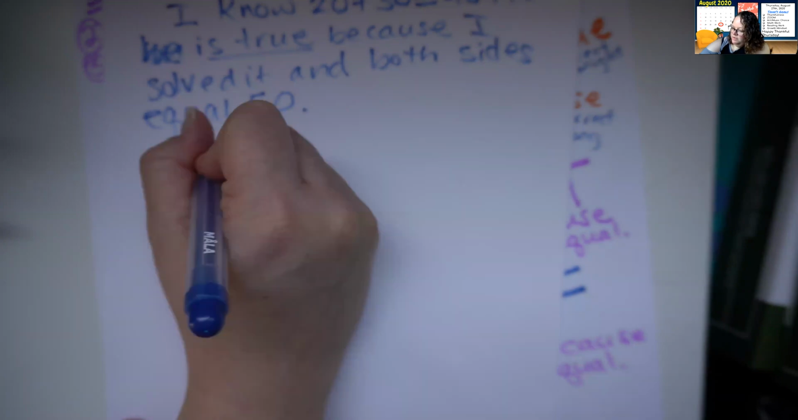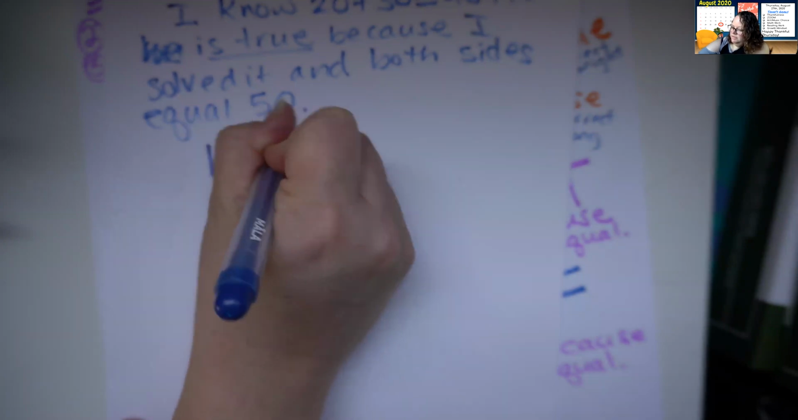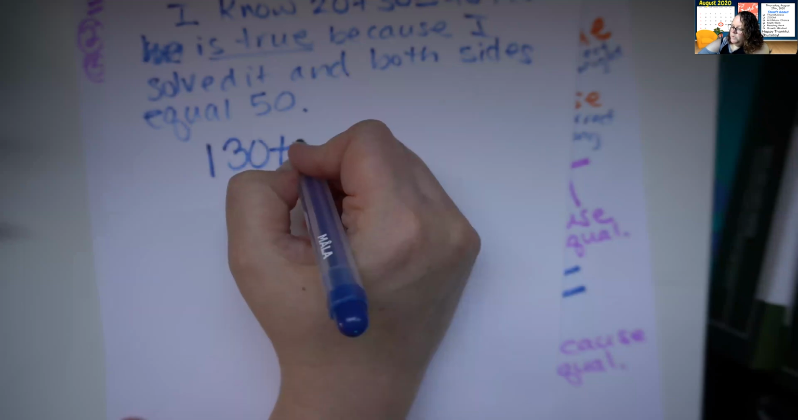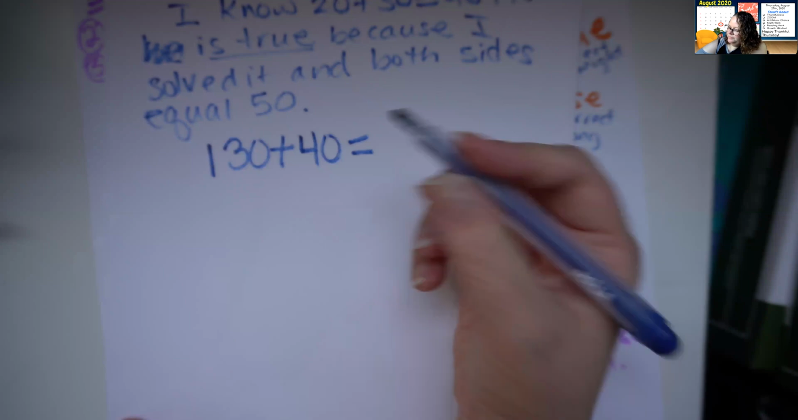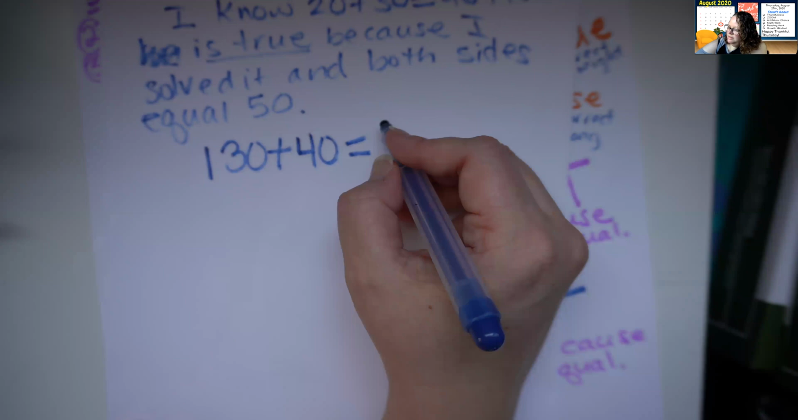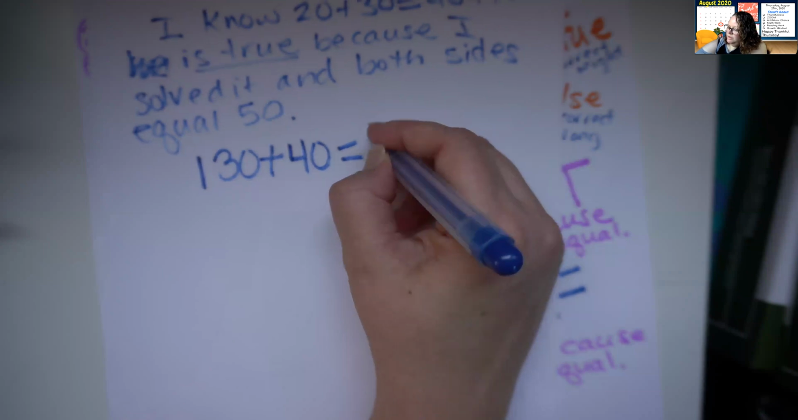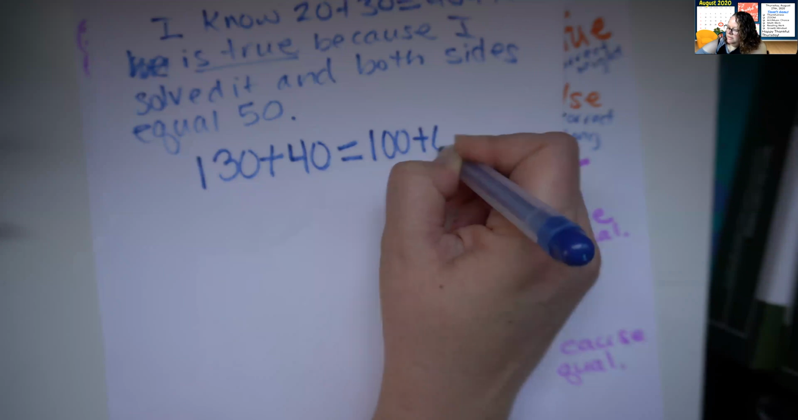Let's see, 130 plus 40 equals, let's see, 100 plus 60.